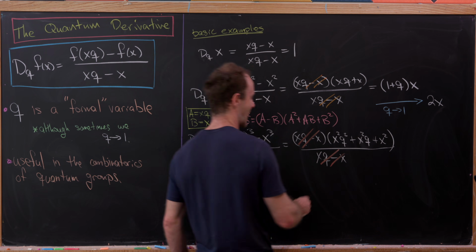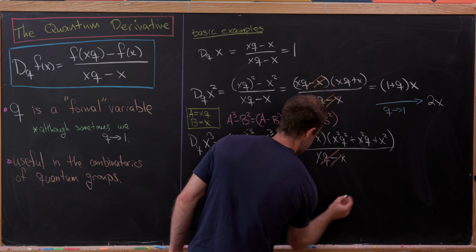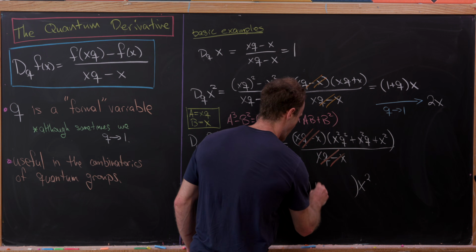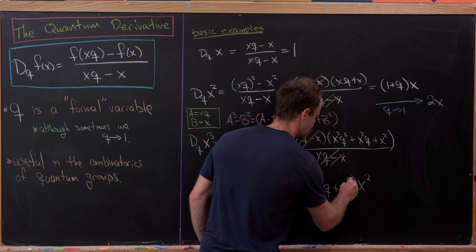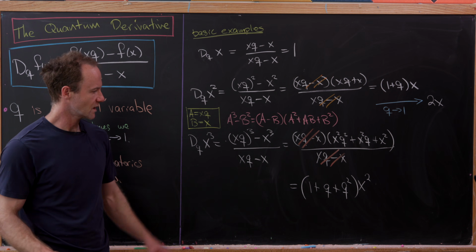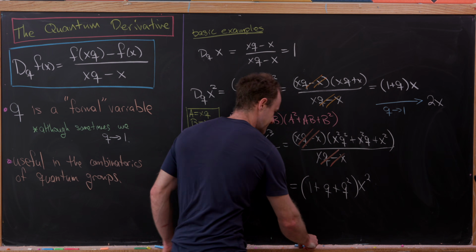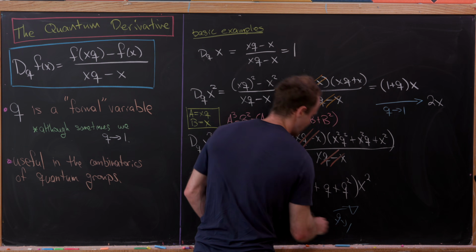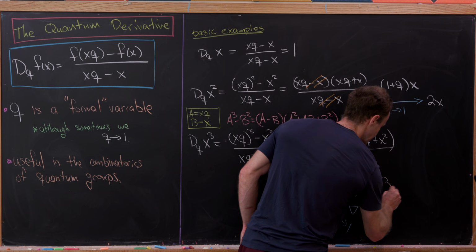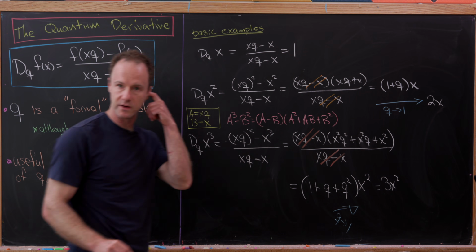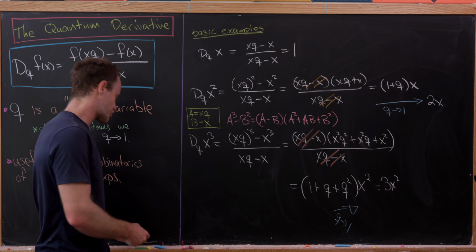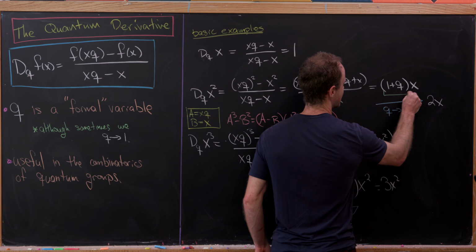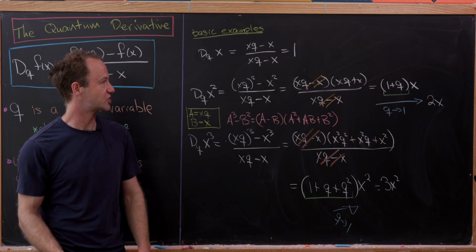And then we can factor an x squared out of this. Maybe we'll factor it out of the right-hand side, and we'll be left with 1 plus q plus q squared. But notice as q goes to 1 in this case, we get exactly what we want again. We get 3 times x squared. Furthermore, the structure of this q polynomial that's popping up in front of everything is starting to take shape.